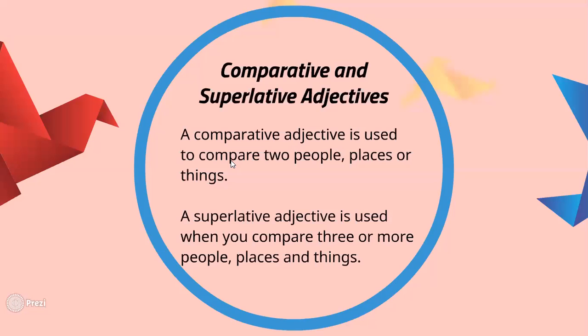And just for general knowledge, we have that a superlative adjective is used when you compare three or more people, places, and things, okay? Y tenemos lo que son los superlativos, que dice que se utilizan cuando comparamos tres o más personas, lugares y cosas, okay? Pero ahorita solo nos vamos a enfocar en dos, okay?